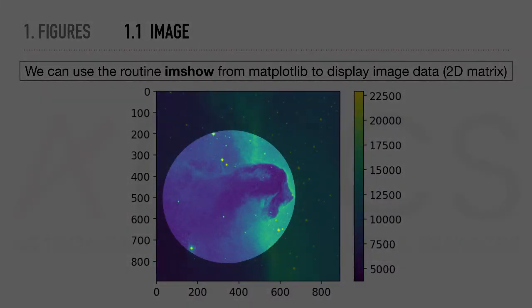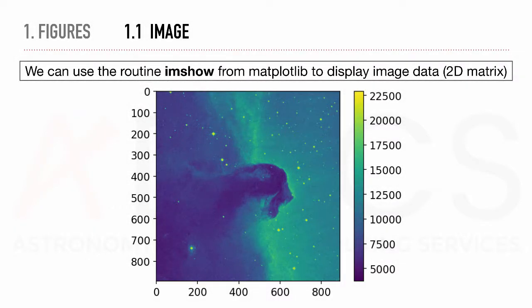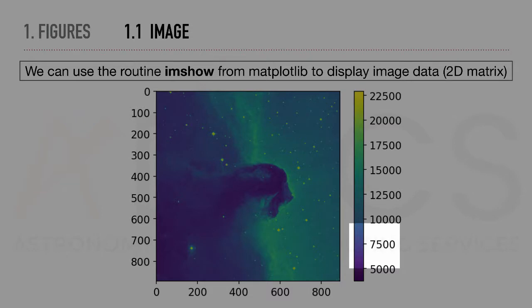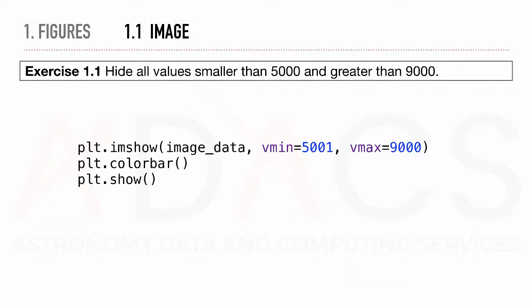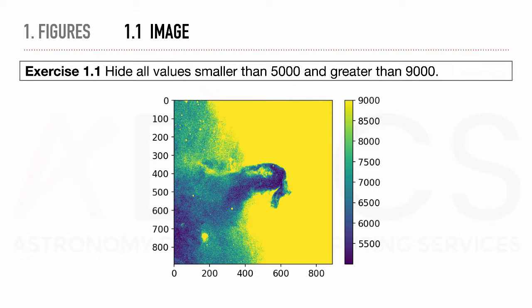Say we want to highlight the structure of the Horsehead Nebulae in this image. To do so, we want to hide all values smaller than 5,000 and greater than 9,000. This can be done using the vmin and vmax parameters, which will constrain the luminance data. This will give us the following result.